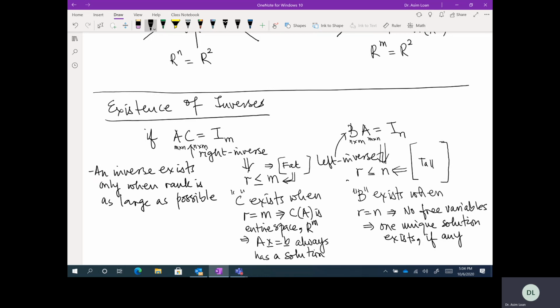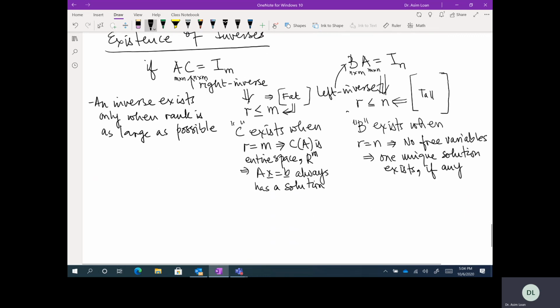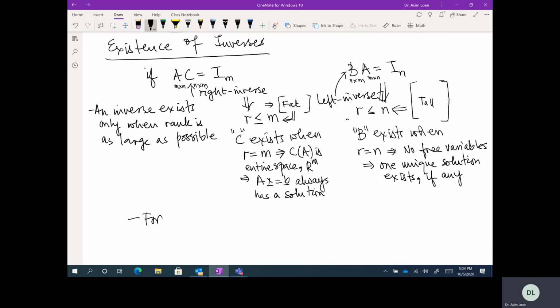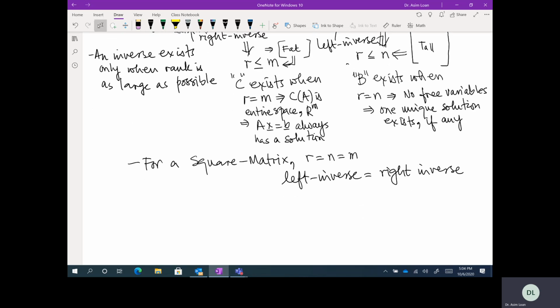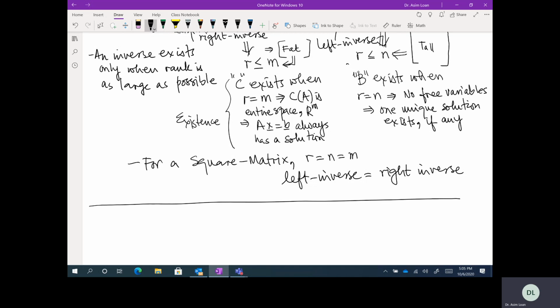Okay, good. If this is the case, and only for the square matrix, where R is equal to n is equal to m, the left inverse equals the right inverse. Only for the square matrix is A inverse equal to A inverse A, otherwise it's not true. So this is existence, and this one is uniqueness.